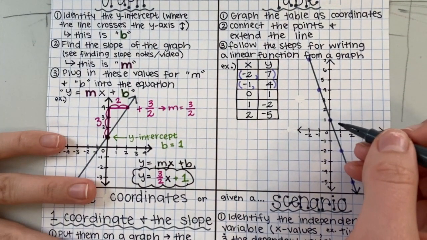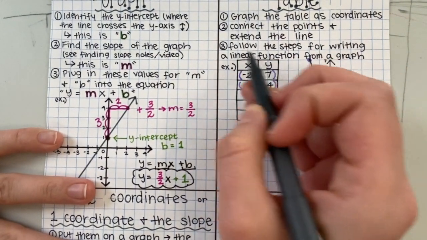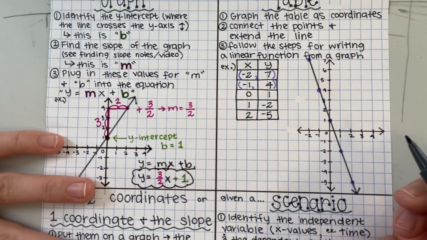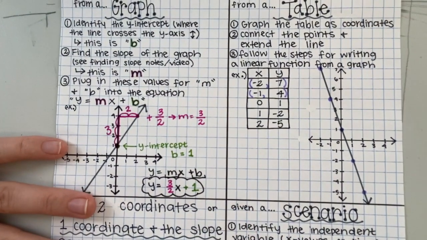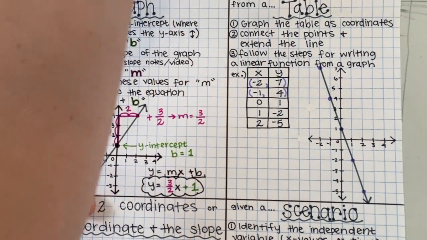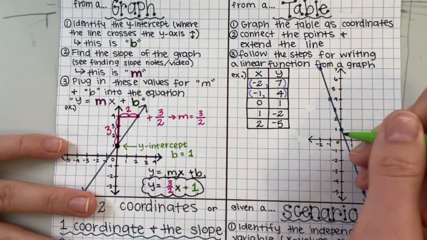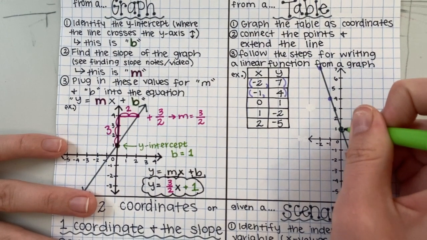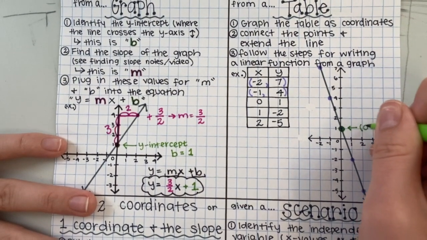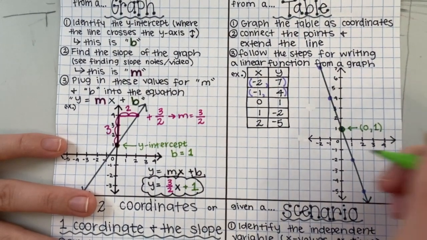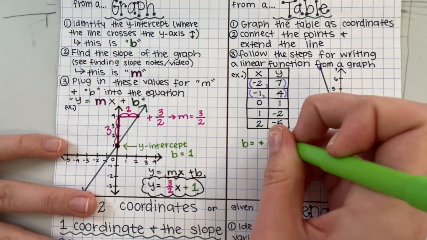So what we're going to do next, we connected the dots and extended the line, and then I'm just going to follow my steps for writing a linear function given a graph. My first step is to identify the y-intercept. So I'm looking at my y-axis, seeing where the line crosses it. It crosses at 1. So my y-intercept, which we use the letter B for, is just a positive 1.